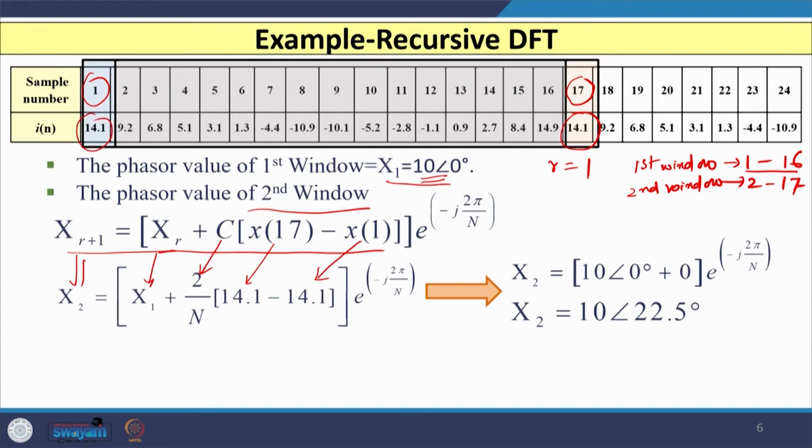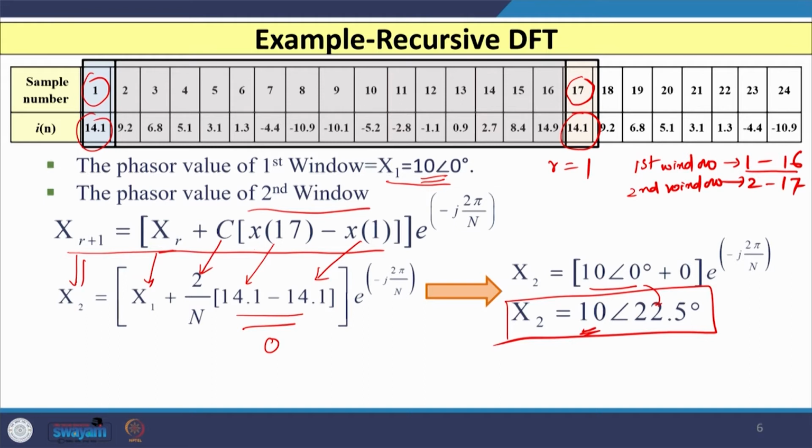So, when you calculate the phasor value for second window x 2, that comes out to be tan angle 0 and this value is 0. So, tan angle 0 plus 0 e to the power minus j 2 pi by n. So, this value comes out to be x 2, that is magnitude remains same 10, the only change is in angle, that is 22.5 degree.